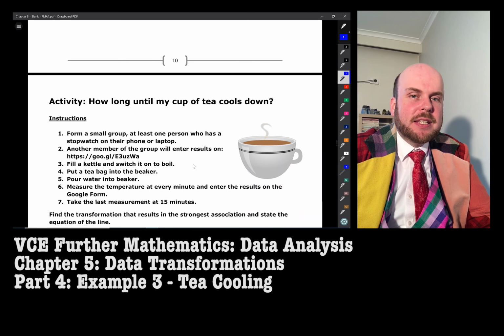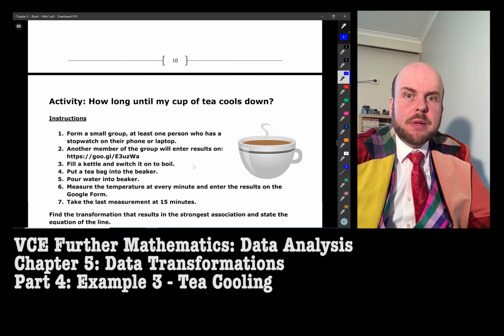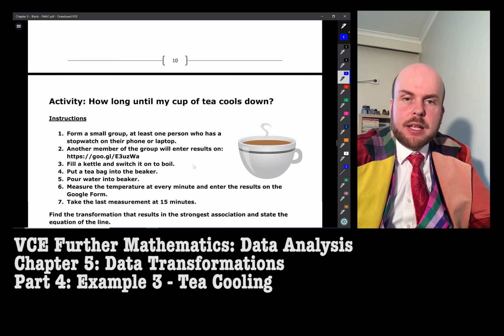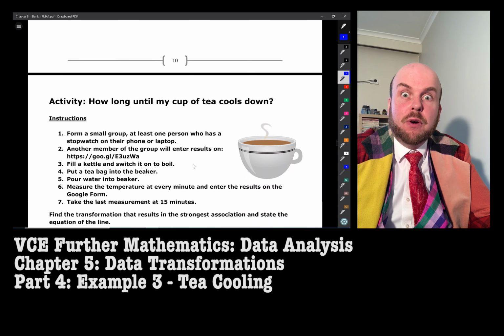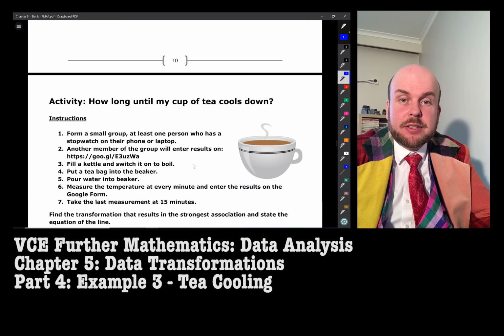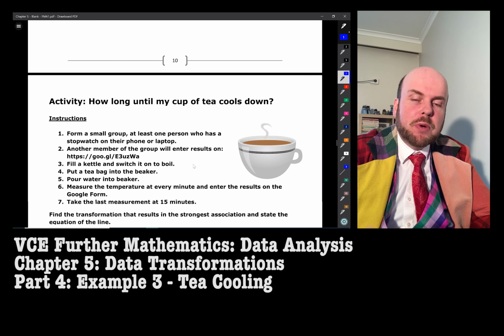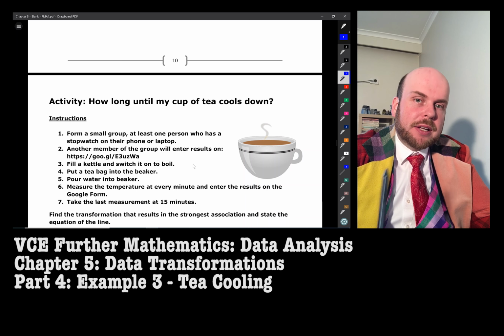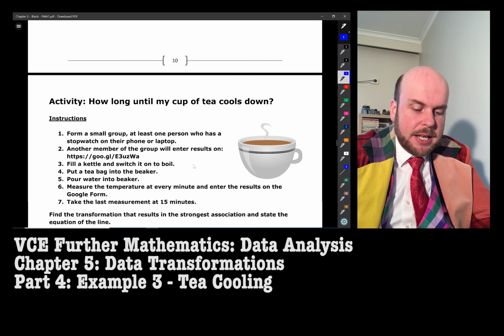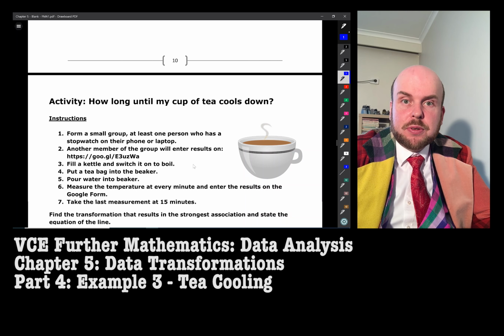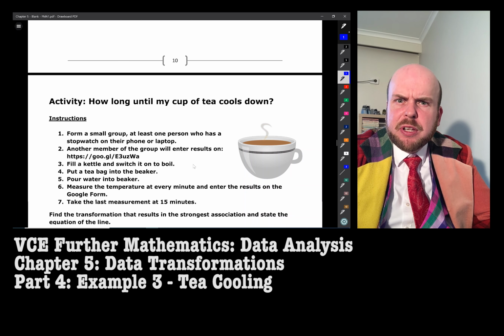I came up with this activity once when I was feeling sick at home, and I had peppermint tea. When you boil water to make the tea, it takes forever to cool down, and every time you take a sip you're going to burn off half your lips. I was wondering how long it takes to actually cool down some peppermint tea.